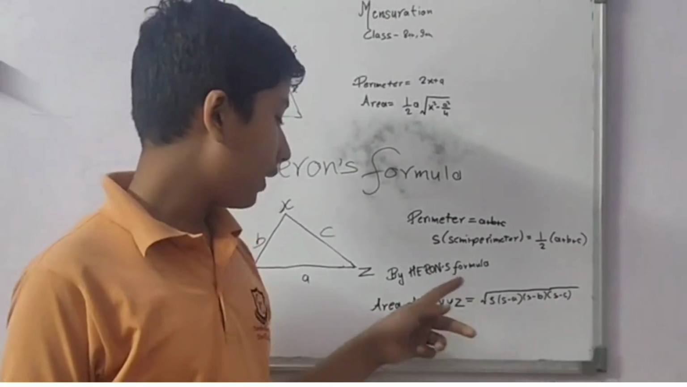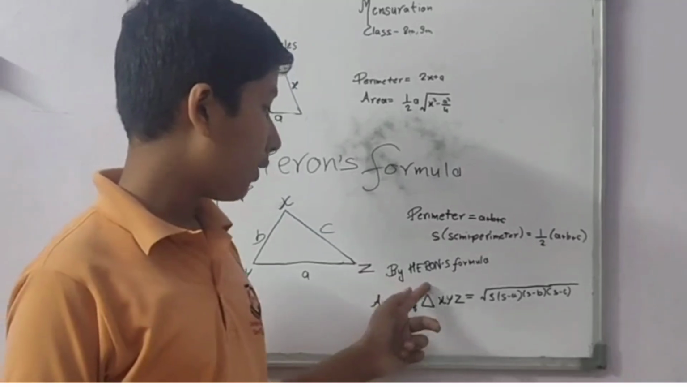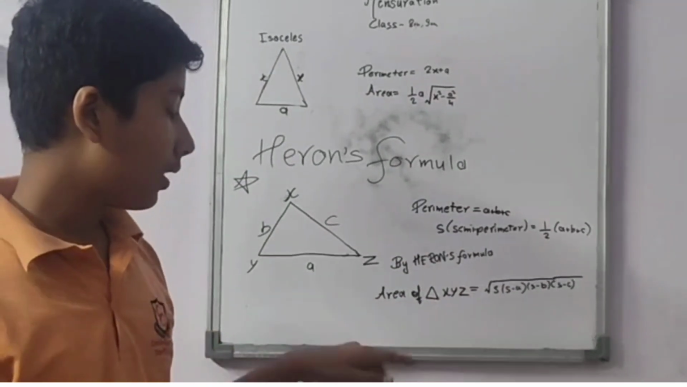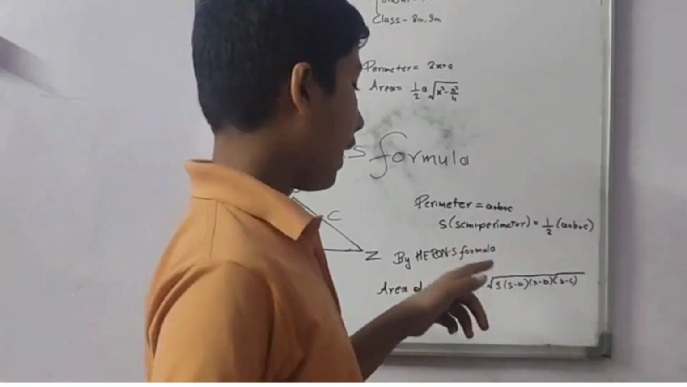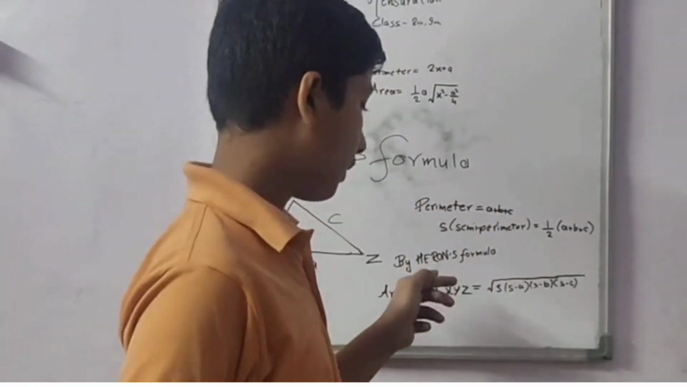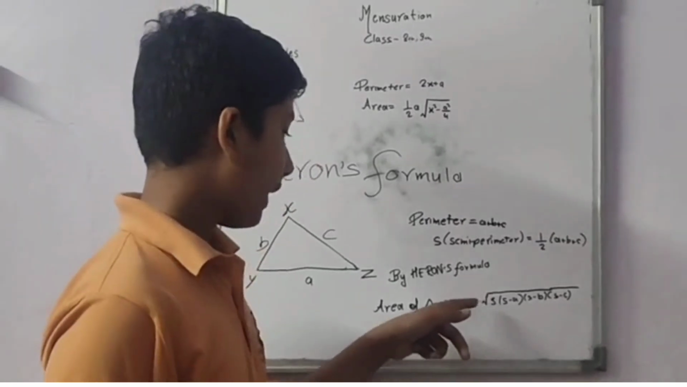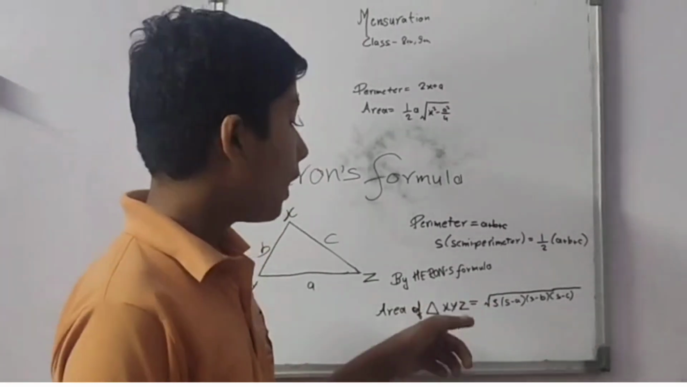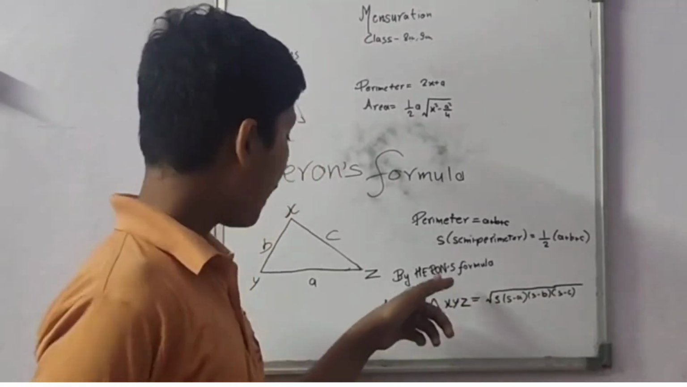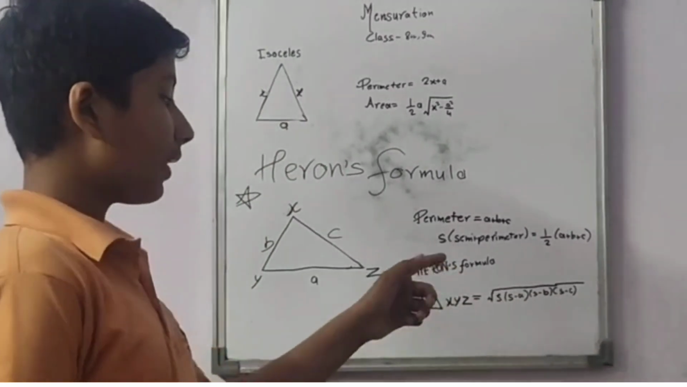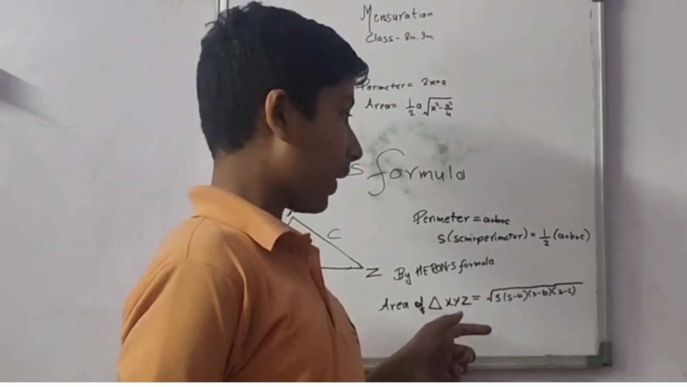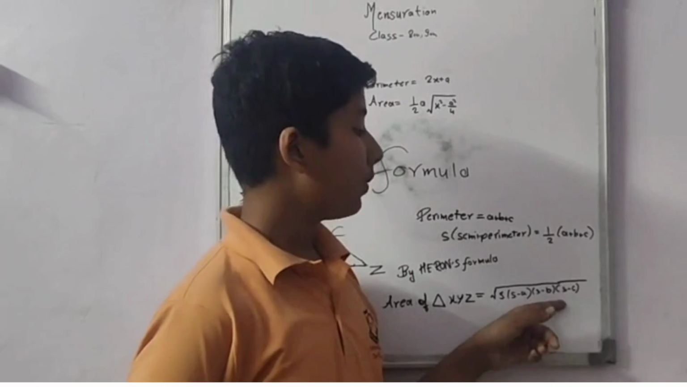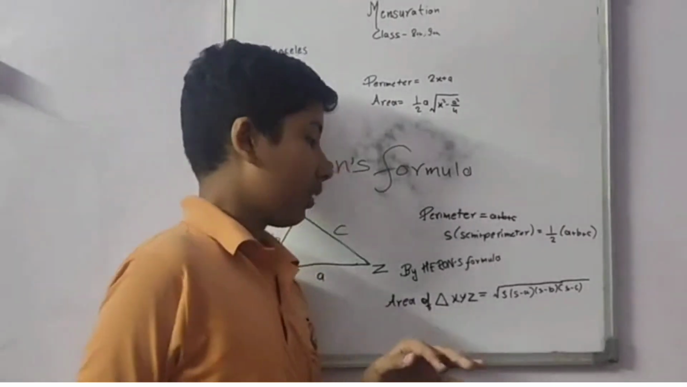Now, to find area, we'll do it by Heron's formula. By Heron's formula, the area of triangle XYZ will be root S into S minus A, S minus B, S minus C. Repeat with me. Root S, S minus A, S minus B, S minus C. Meaning, this is under root S, where S is our semi-perimeter, multiplied by semi-perimeter minus A, multiplied by semi-perimeter minus B, multiplied by semi-perimeter minus C.